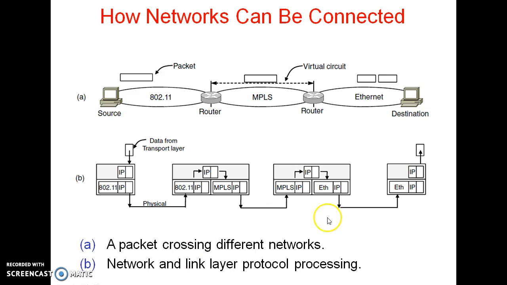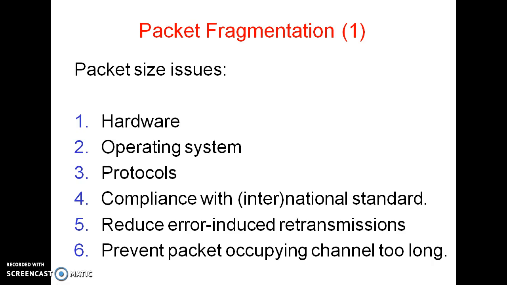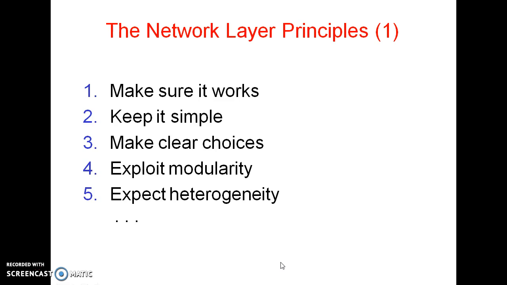How networks can be connected is shown here. This is tunneling. Next are the packet fragmentation issues. It is based on the hardware, operating system, network protocols, compliance with national standards, reducing error-induced retransmission, and preventing a packet from occupying the channel too long. The network layer principles: make sure it works, keep it simple, make clear choices, exploit modularity, exploit heterogeneity. So these are the design issues in the network layer protocols.